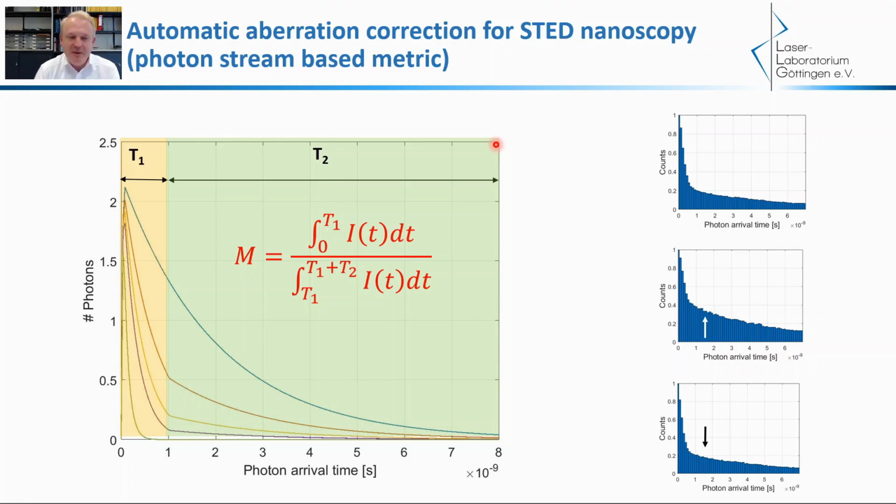And this metric doesn't know anything about the overall brightness of our sample, because we are just using a ratio of photon numbers, so it doesn't depend on the overall brightness, and it also doesn't know about sharpness or the structure of our sample. We just have a photon stream, and we just look at how the arrival time is within this photon stream with respect to the STED pulse.